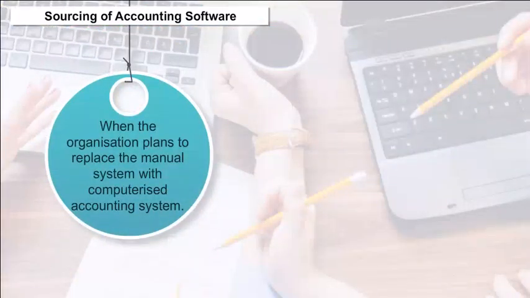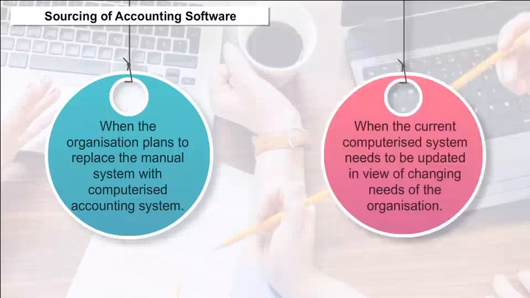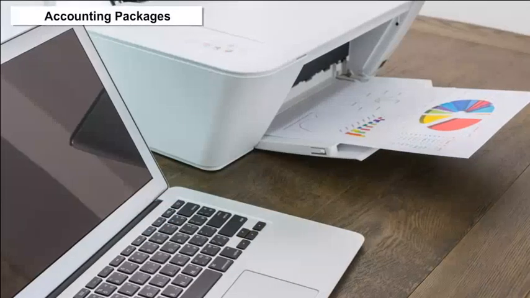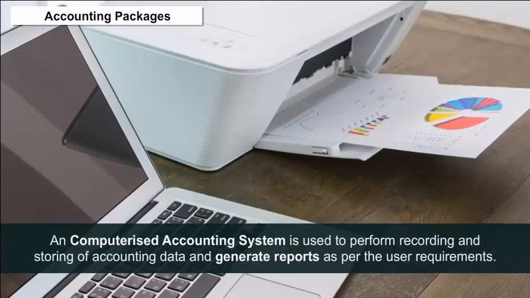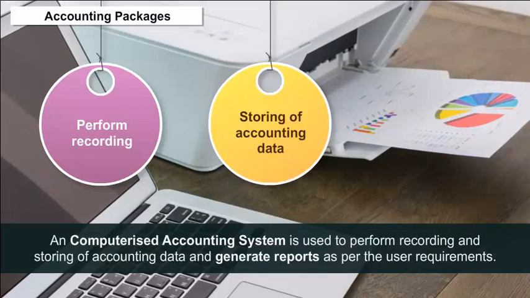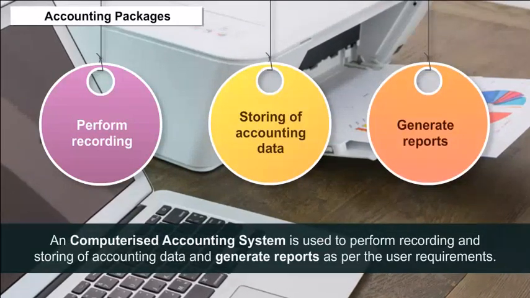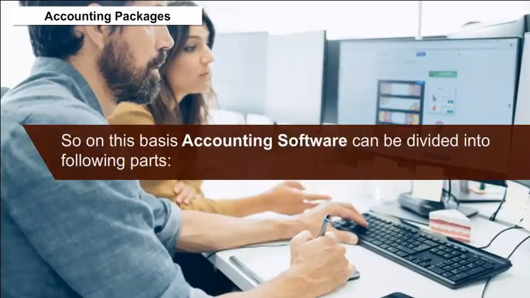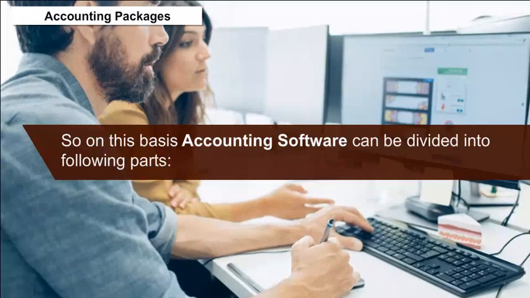A. When the organization plans to replace the manual system with computerized accounting system. B. When the current computerized system needs to be updated in view of changing needs of the organization. Accounting packages. A computerized accounting system is used to perform recording and storing of accounting data and generate reports as per the user requirements. So, on this basis, accounting software can be divided into the following parts.